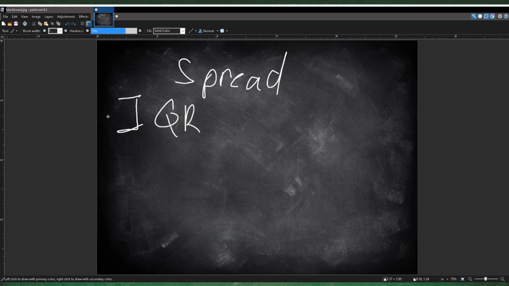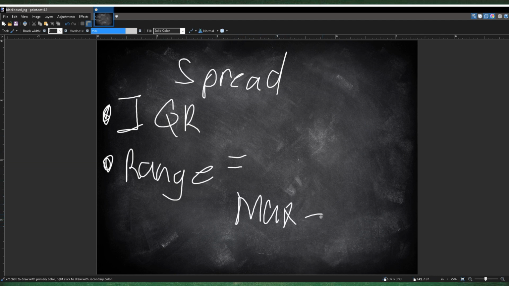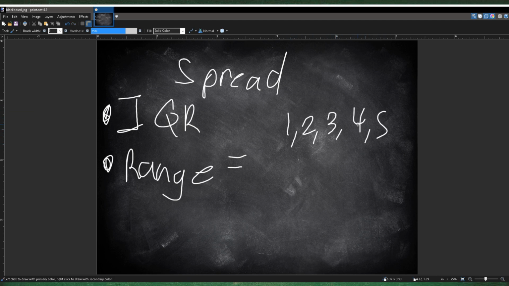And then you have range. Range is where the max number is subtracted by the smallest number, so it's the max number minus the minimum number. Let's say you have a data set like 1, 2, 3, 4, 5. The max number is 5, minus 1 is 4.